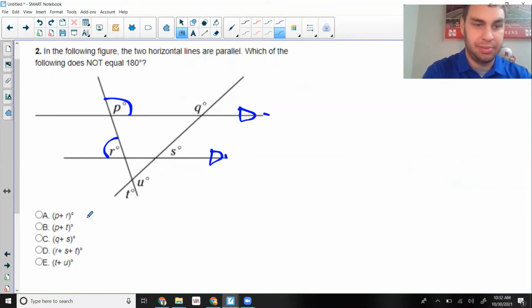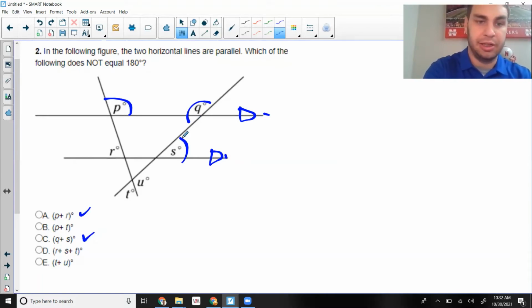What about B? P plus T down here. I don't really know anything about T yet, so I'm not sure. I'm going to leave that one blank for now. But remember, A worked. What about C? Q and S. Q and S is the same as P and R from the first one. What about D? R plus S plus T.